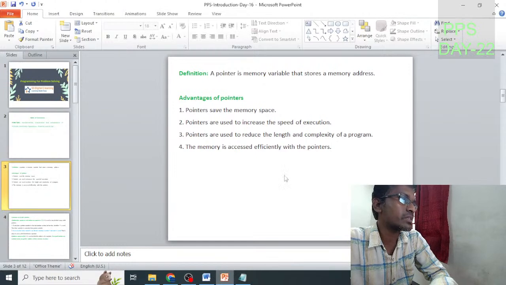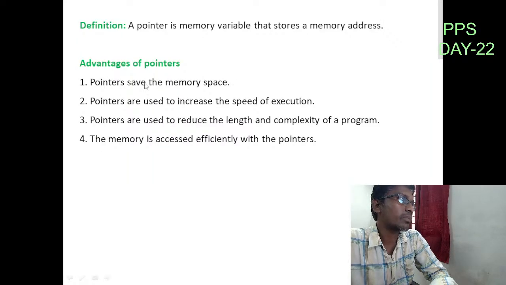And what are the advantages of using pointers? Pointers save memory space. Why? Because pointers come under dynamic memory structures. That's why a pointer saves memory space. Only the required amount of memory is allocated for the variables at the time of execution of the program.